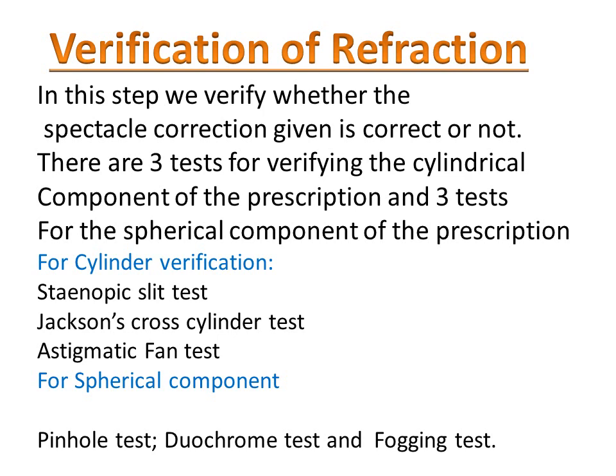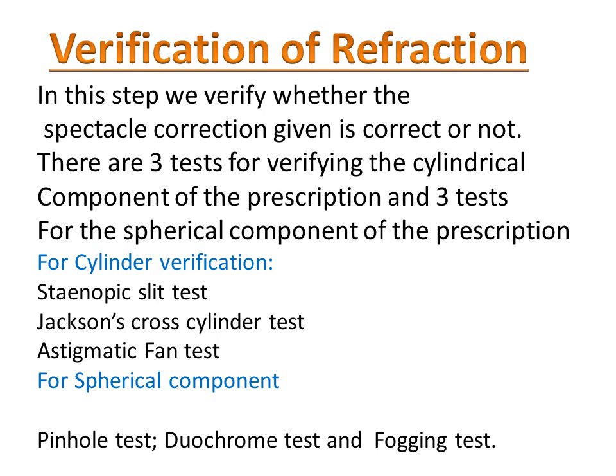So once you give a spectacle correction, you must know whether the spectacle correction given is proper or not. In this step, we verify whether the spectacle correction given is correct or not. There are 3 tests for verifying the cylindrical component of the prescription and 3 tests for verifying the spherical component of the prescription. So what are the tests that are used for verification of the cylinder power?